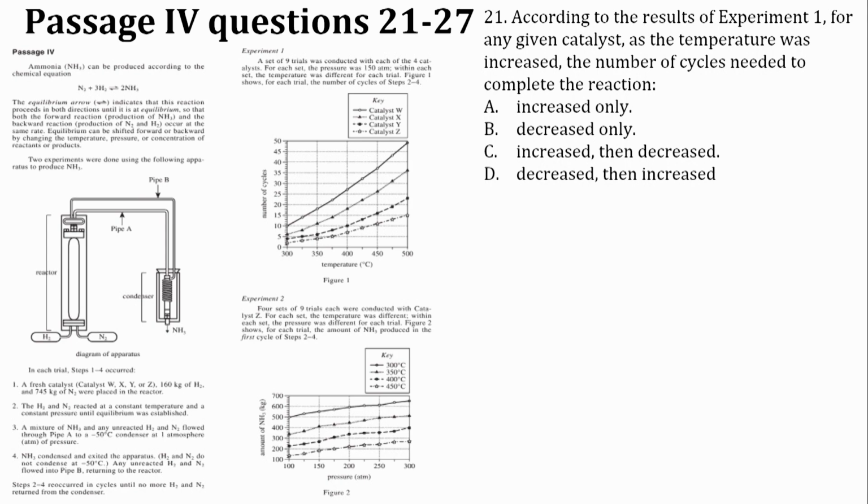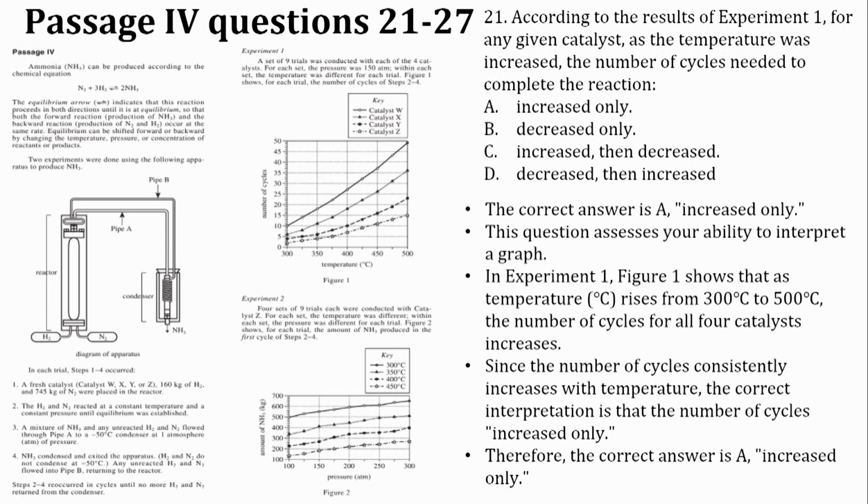Here is question 21. It says, according to the results of experiment 1, for any given catalyst, as the temperature was increased, the number of cycles needed to complete the reaction. The correct answer here is A, increased only. This question assesses your ability to interpret a graph. In experiment 1, figure 1 shows that as temperature in Celsius rises from 300 to 500 degrees Celsius, the number of cycles for all 4 catalysts increases. Since the number of cycles consistently increases with temperature, the correct interpretation is that the number of cycles increased only. Therefore, the correct answer is A, increased only.